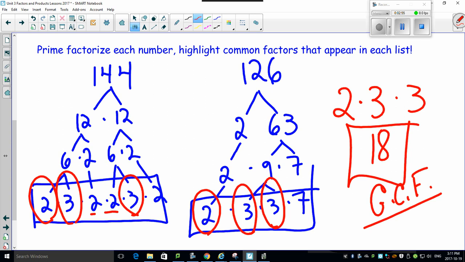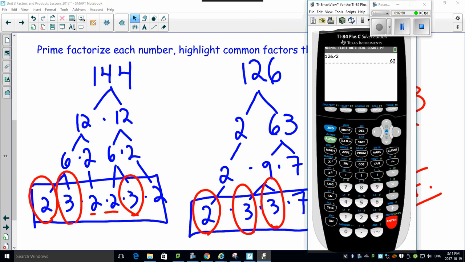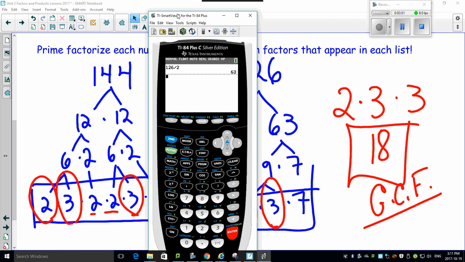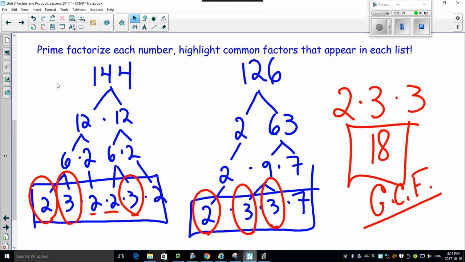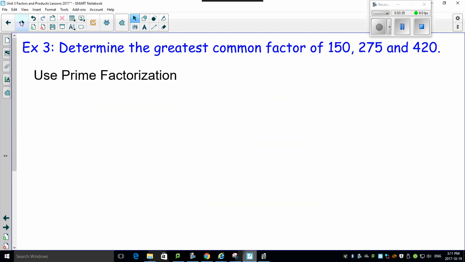Now, if you want to prove that, no problem. Pop up your calculator right over here and go, okay, there's 144. Clear this. 144. Divide that by 18. And you, in fact, get 8. Now, take your 126, do the same thing, divide it by 18, and that should work in evenly. And it does. 8 and 7. And you see there's no other common factors to 8 and 7. So 18 is your greatest common factor. See how it works? So the factor tree that I taught you earlier and the factor trees that you did all the way back in grade 6 really help. Let's go on to this one.